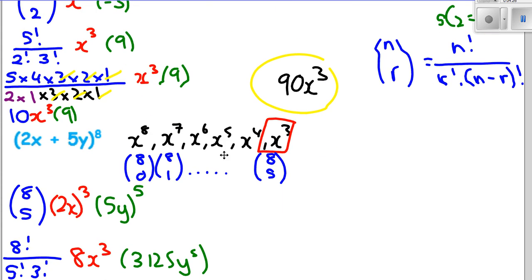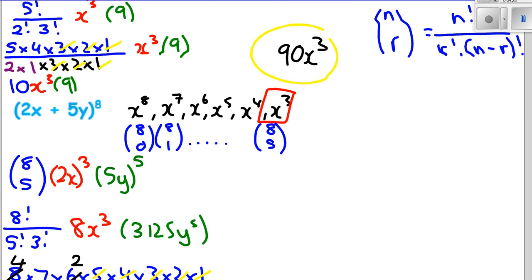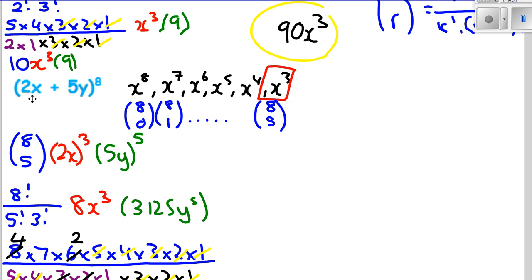So the first one, notice x is here, so it's descending powers of x, whereas it would be ascending powers of y if they're asking for the y cubed term. So descending powers of x, so x to the 8, 7, 6, 5, 4, 3. I just stopped when I went to 3. If it was asking for y, you'd be starting with y to the 0, then y to the 1, y squared, y cubed, y to the power of 4, and so on.